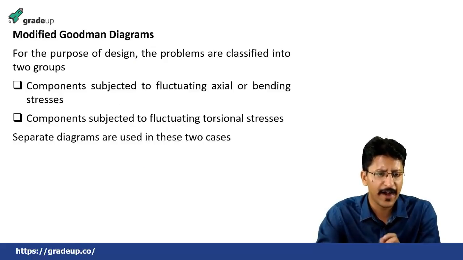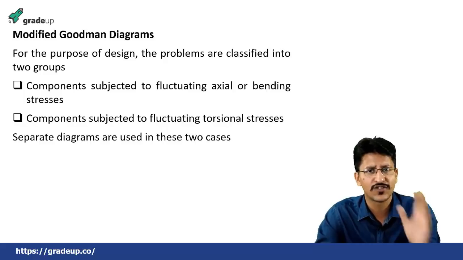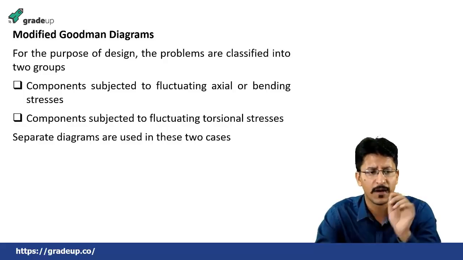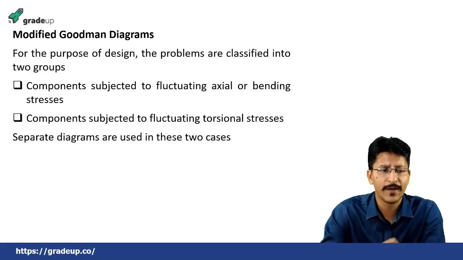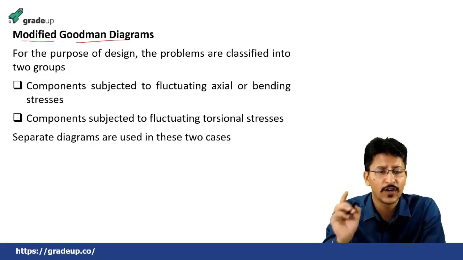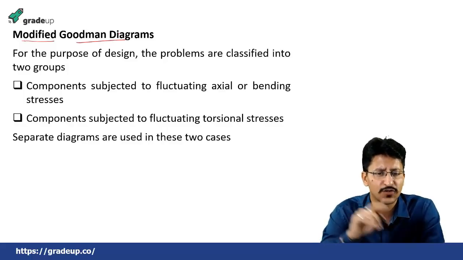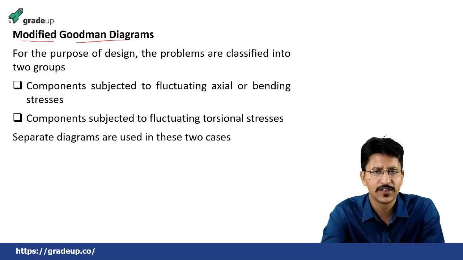Next comes the modified Goodman diagrams. These were the three standard diagrams or standard lines, the Soderberg, Goodman and the Gerber, but there comes one more type of diagram, that is the modified Goodman diagram. And one question has even been asked in 2018 based on this modified Goodman diagram. So that has to be covered. We cannot leave this topic.